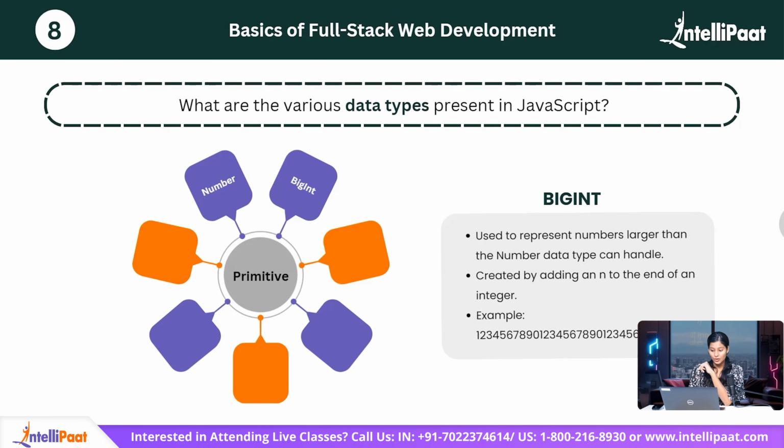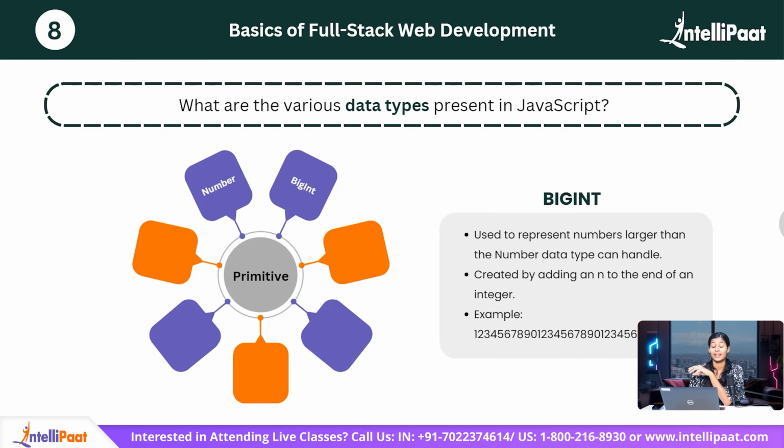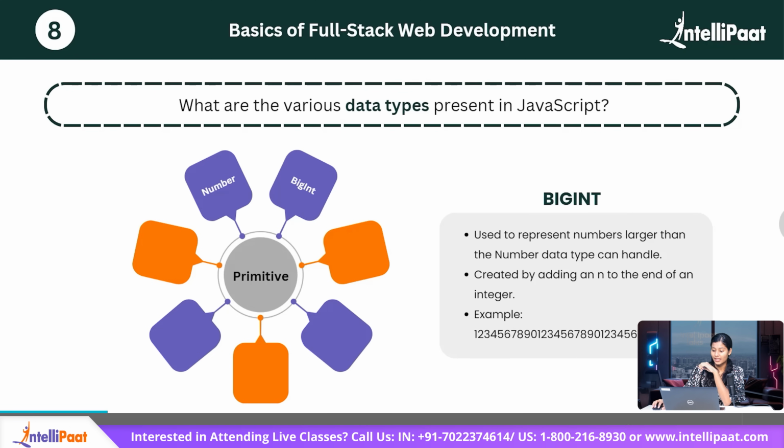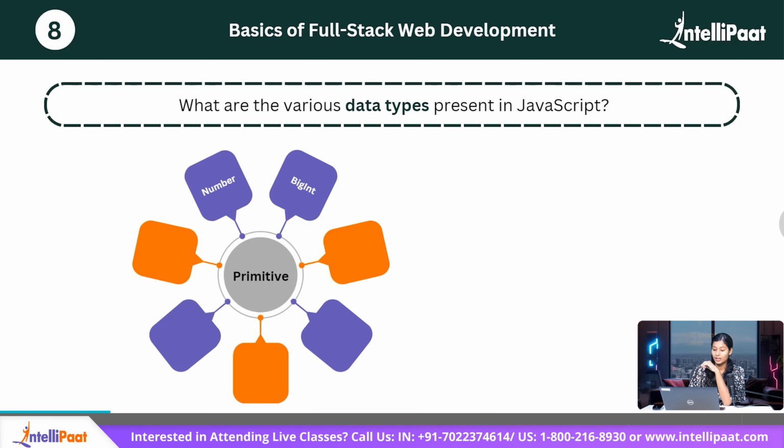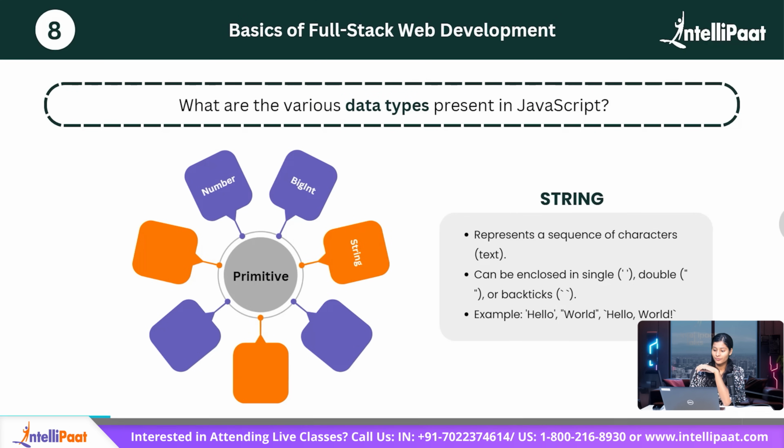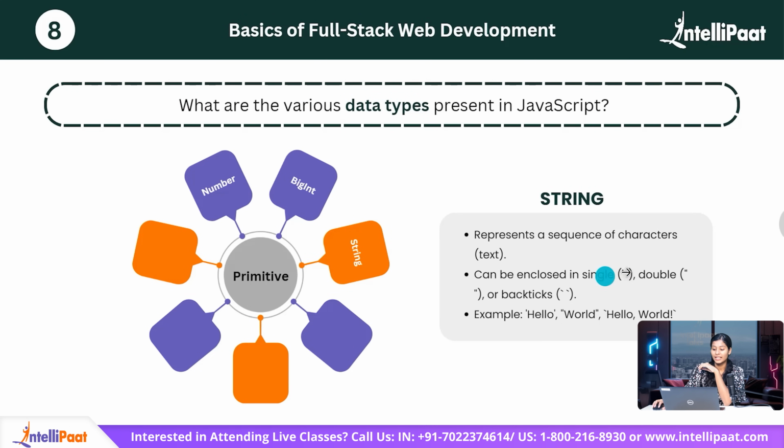Next, you have big integer, used to represent numbers that are larger than the number data type, created by adding an n to the end of an integer. You can see in this example, there's an n. It represents the big int. Next, you have string. String can be double, it can be single, or it can be with backticks like this, hello world and hello world.